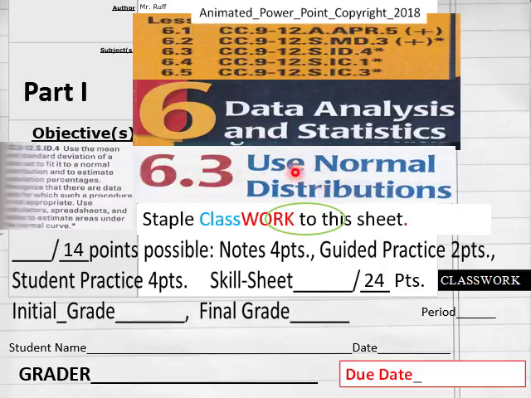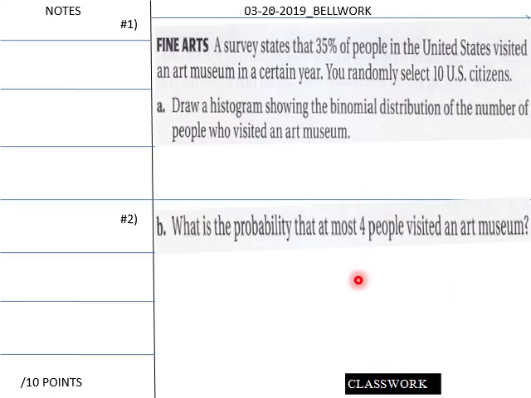6.3, use normal distributions, part 1. We've got 14 points here of note-taking, so note-taking guides. If you want those, email me, and there's a 24-point skill sheet included with this lesson.